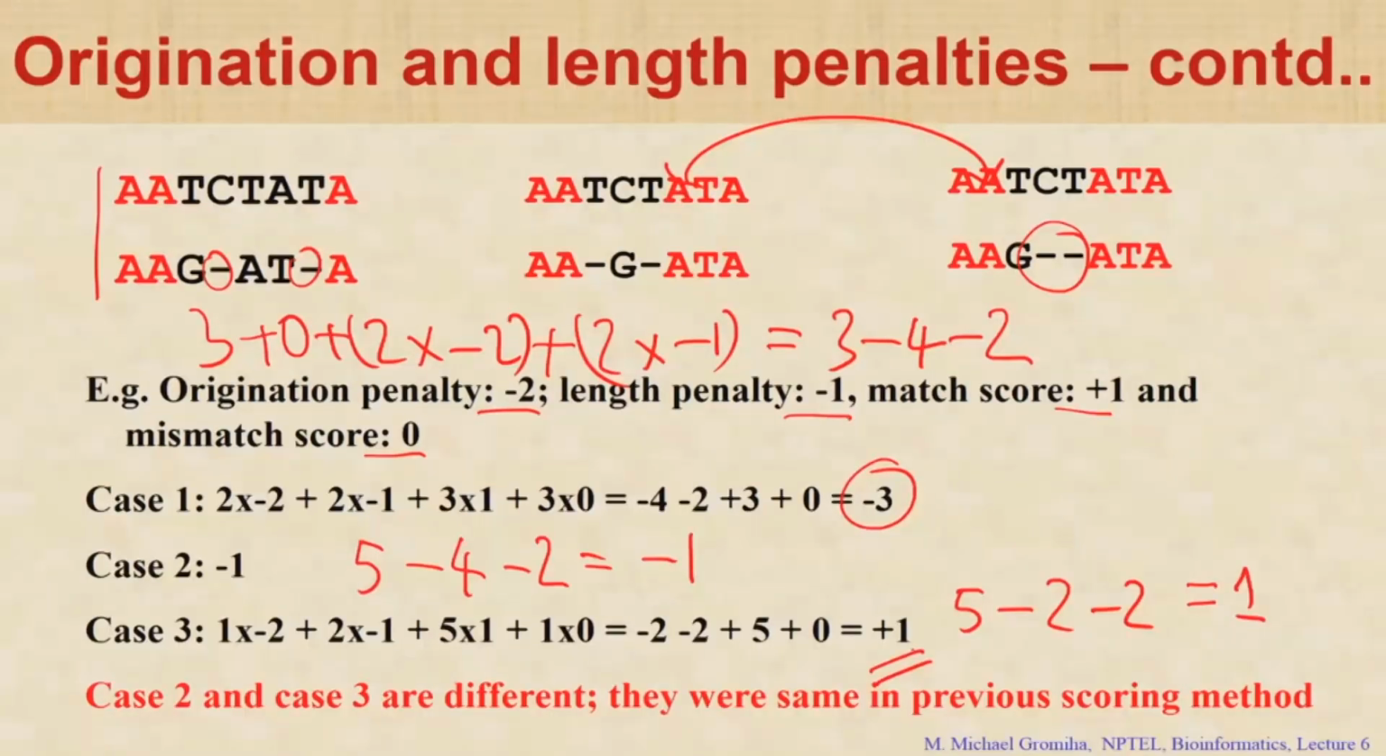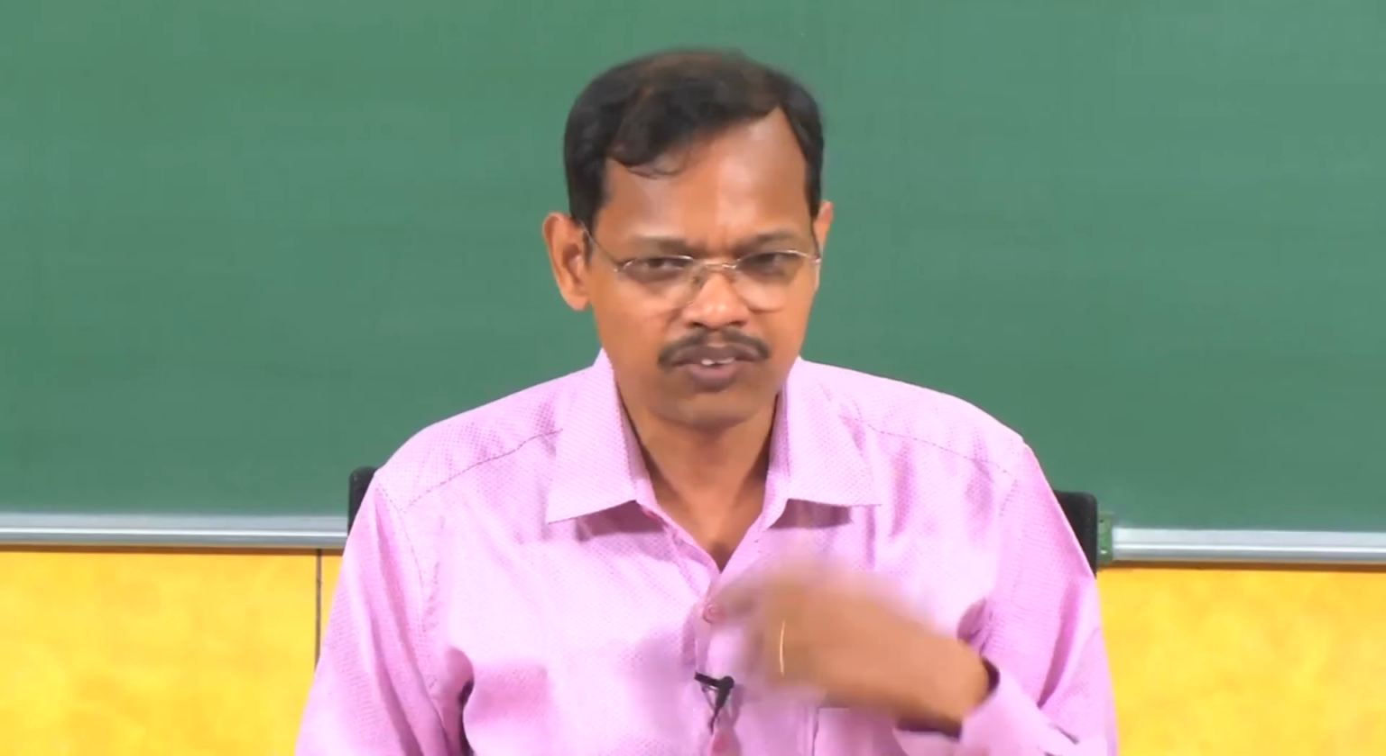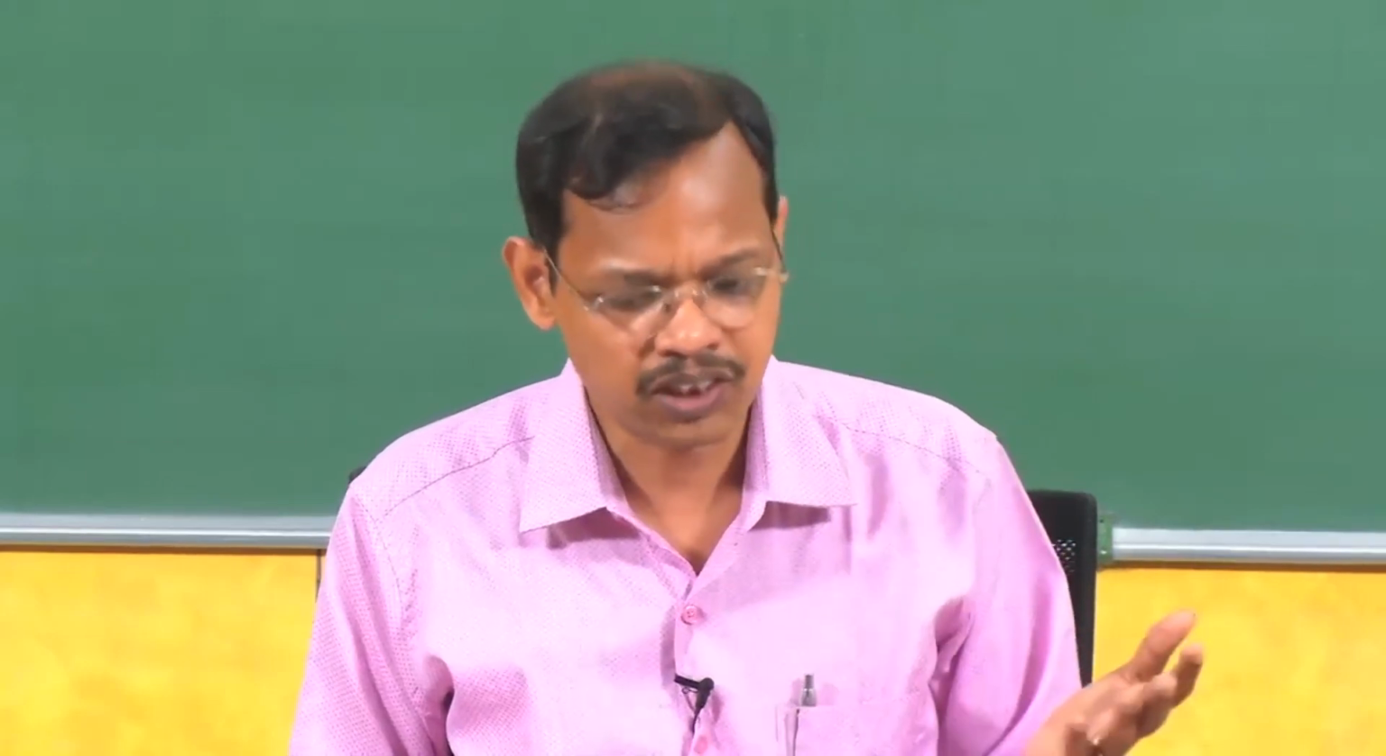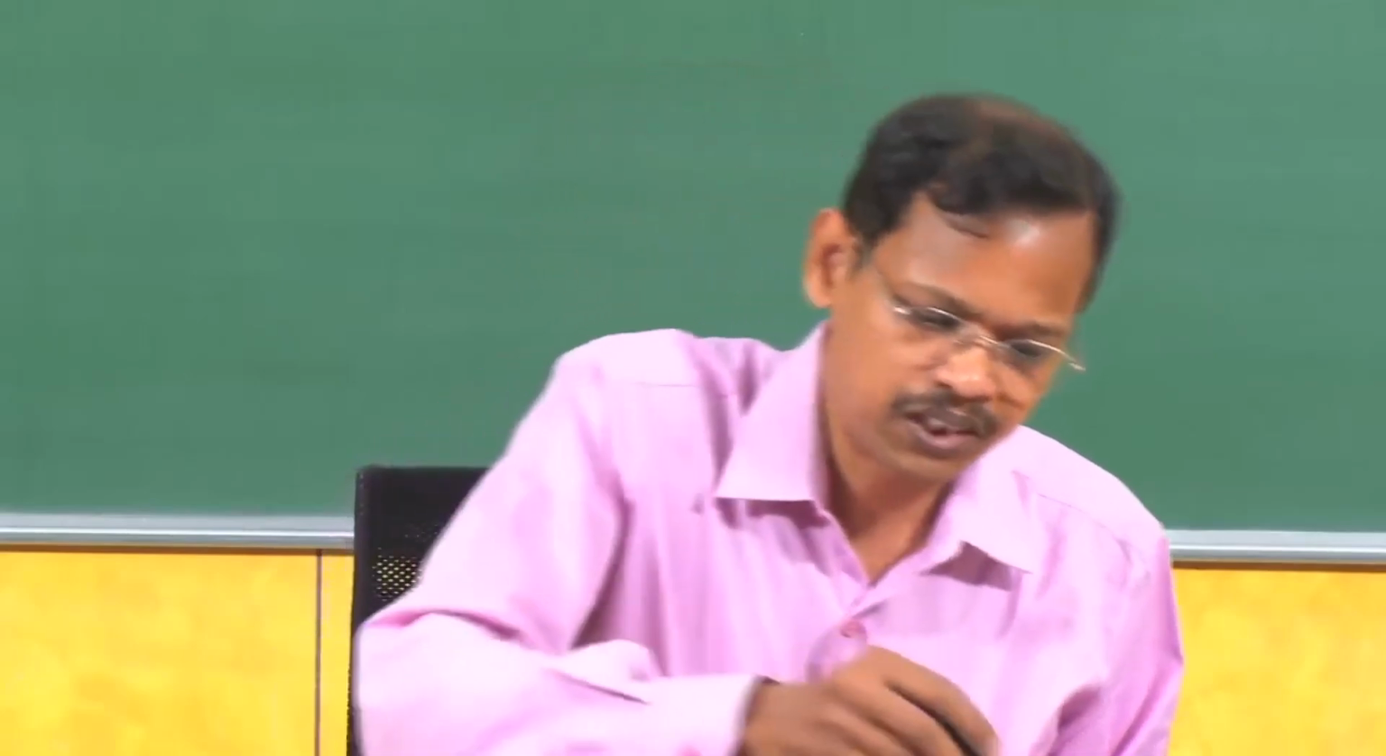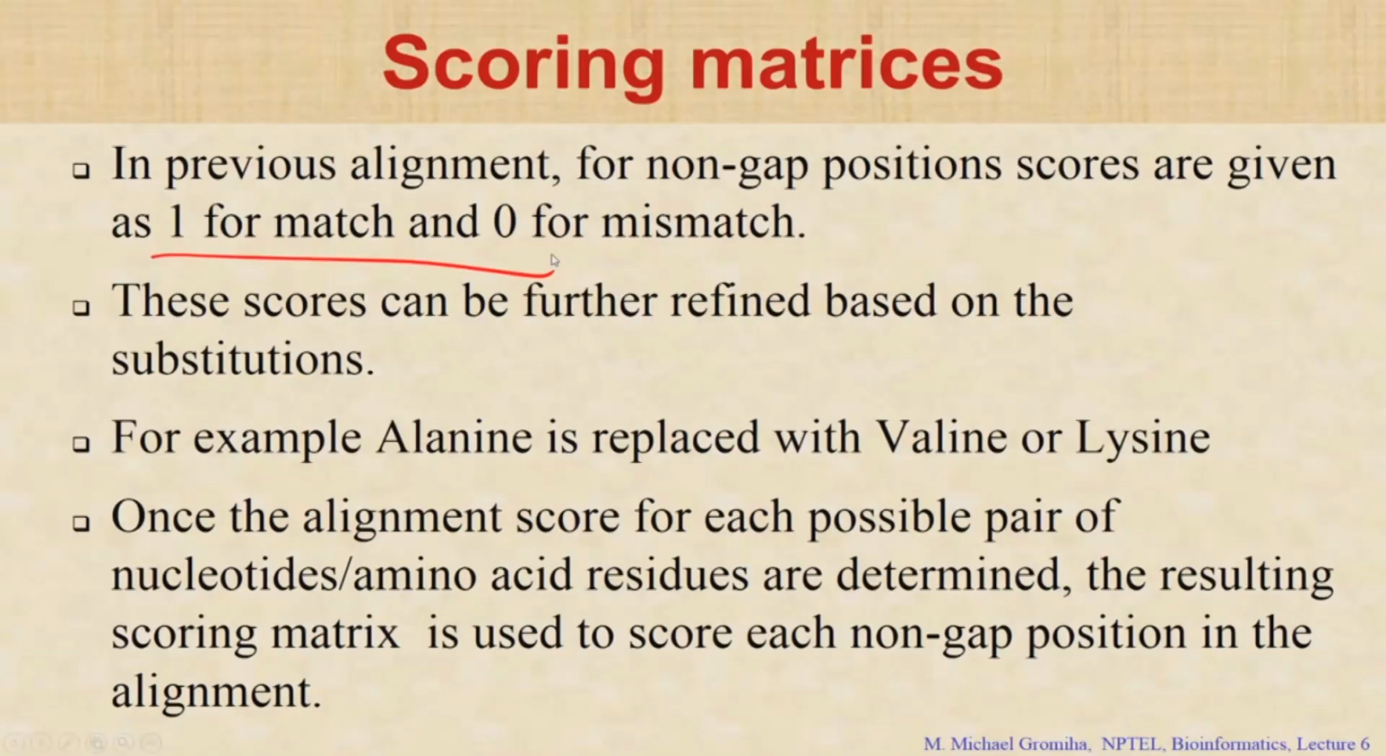Here we use a very simple scheme, putting the value of 1 and minus 1 for the penalty, minus 2 for the origination penalty, and 0 for the mismatch. But is it reliable? If you give just 1 and 0, is it fine for the alignment? But that we can change.